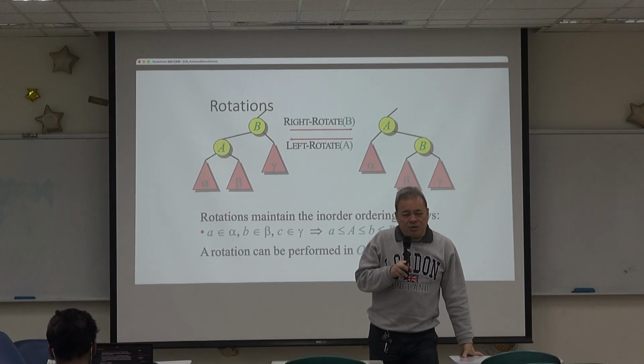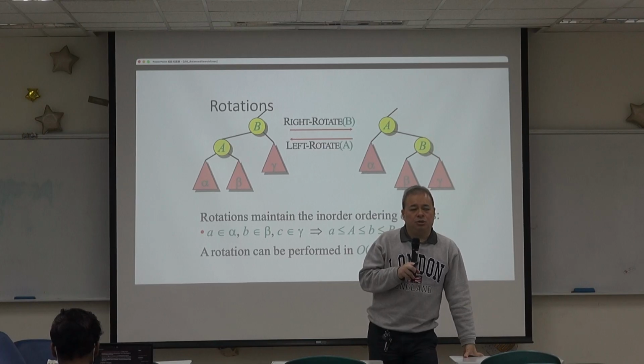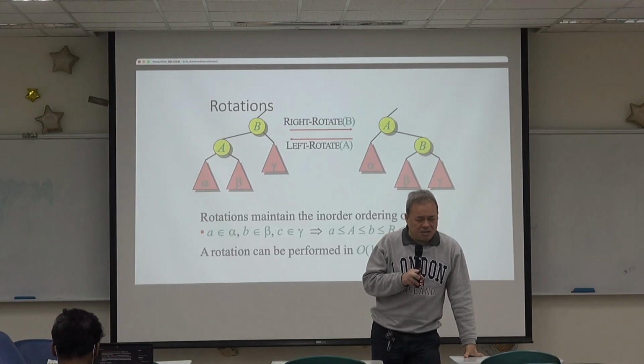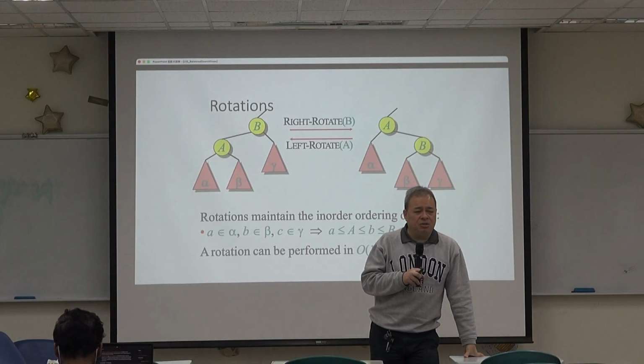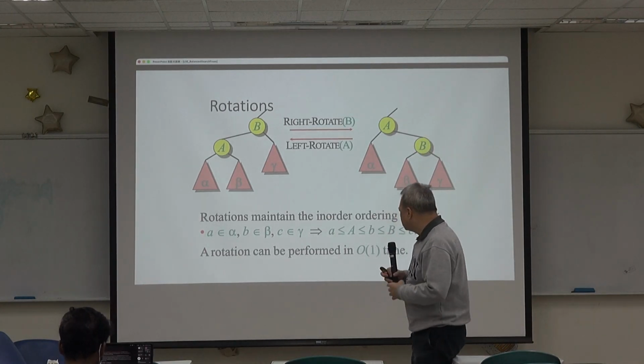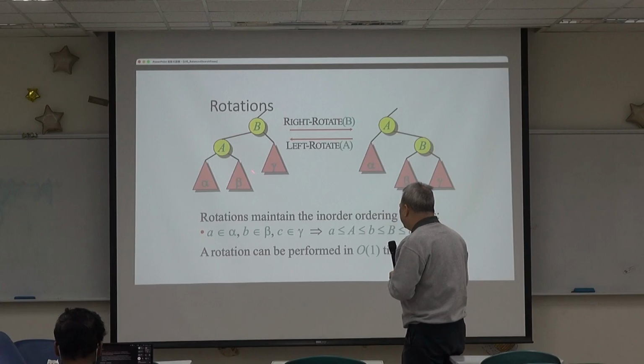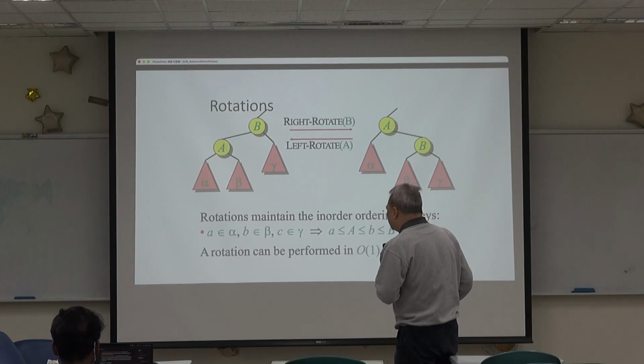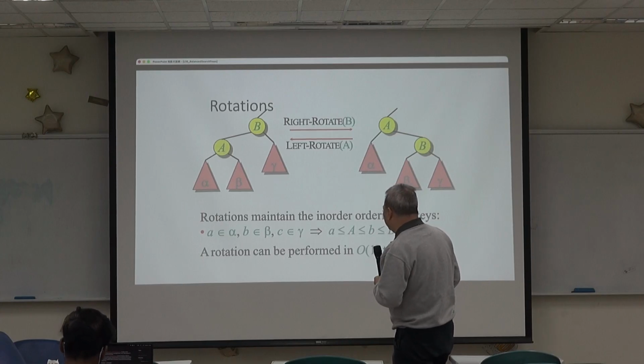So this rotation does not change the binary search tree property. We need to guarantee that. Otherwise, if it breaks the binary search tree property, then we lost the purpose. And we can see that this rotation, no matter whether we are doing the right rotation or left rotation, takes only constant time, to be complete.